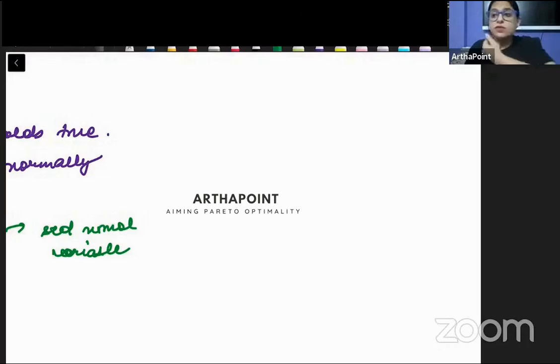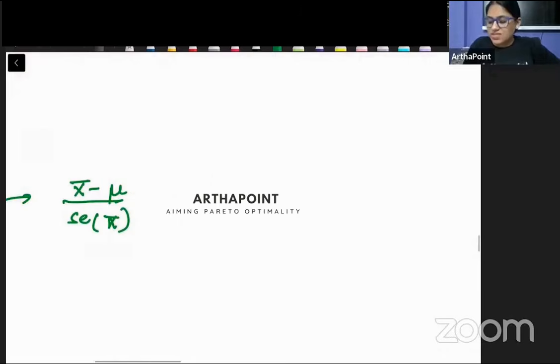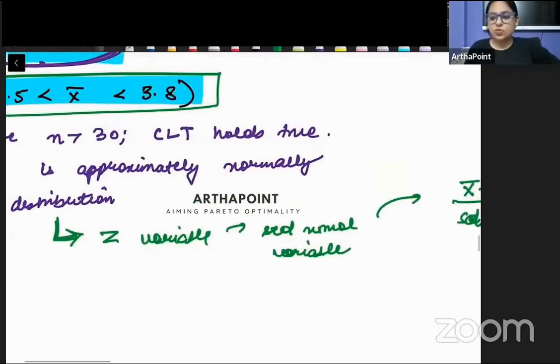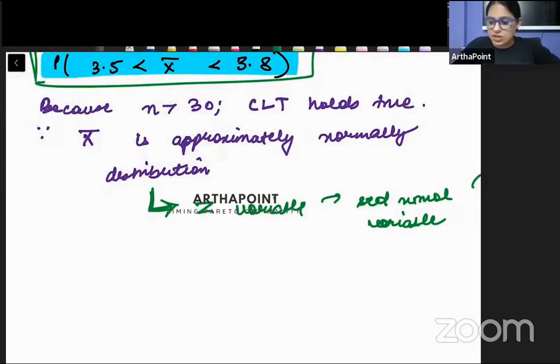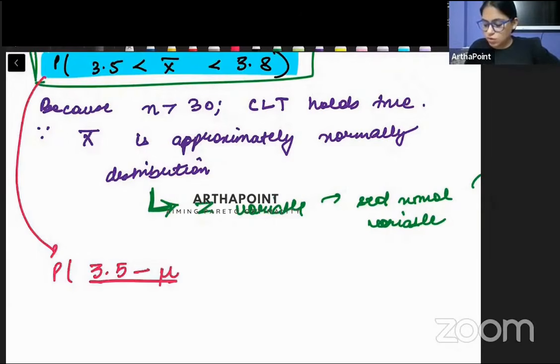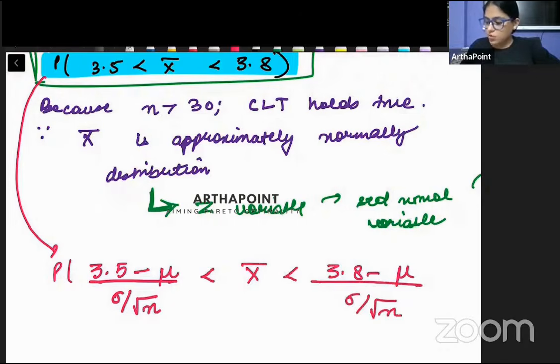And how do we convert this in the form of a standard normal variable? Very simple. It will be x bar minus mu upon standard error of x bar, or standard deviation of x bar, as you may say. So x bar minus mu upon its standard deviation, which was sigma by root n. So let us try to convert this now. If I convert this, beta, I will get 3.5 minus mu upon sigma by root n less than x bar less than 3.8 minus mu upon sigma by root n.